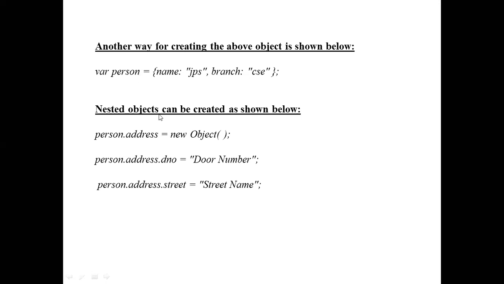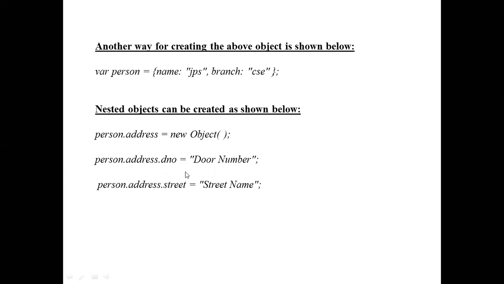Next, nested objects can be created as shown below. So here there are two objects, person and address. Your address is nested within the person. person.address = new Object. So this is the creation of the object.